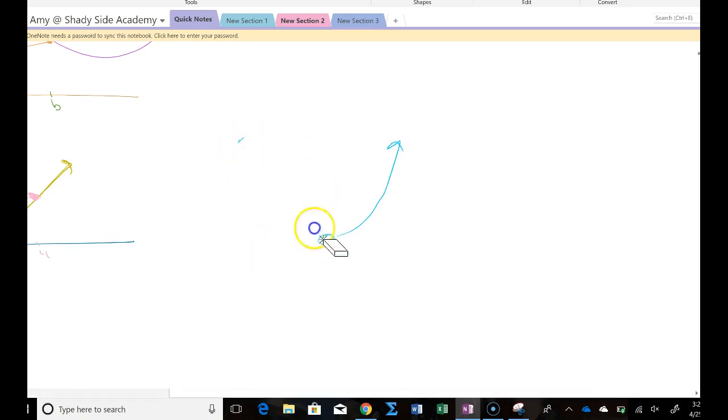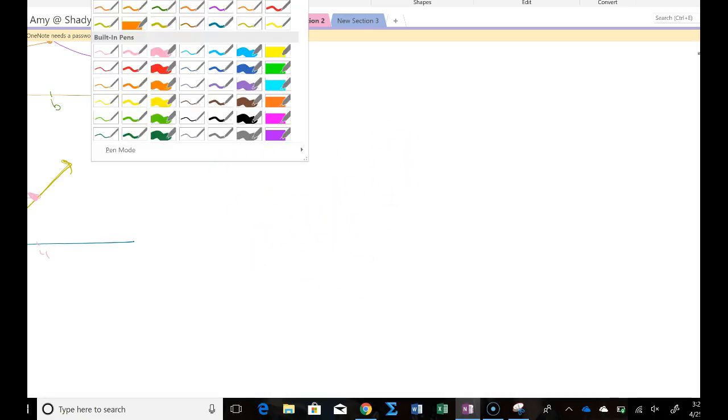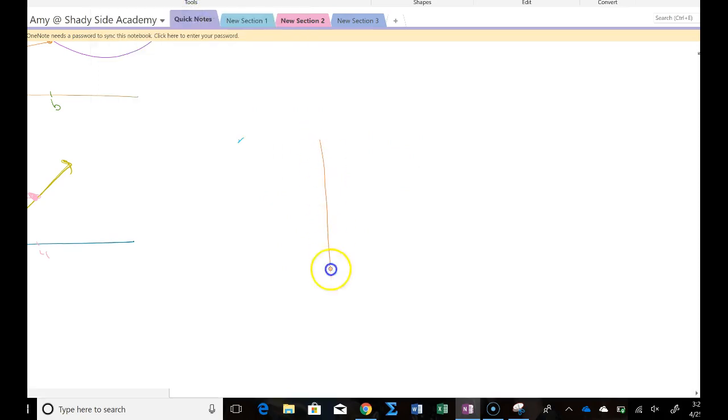Let's do this curve. I don't know why I've got all these pastels yelling at me now. I don't like these pastels.